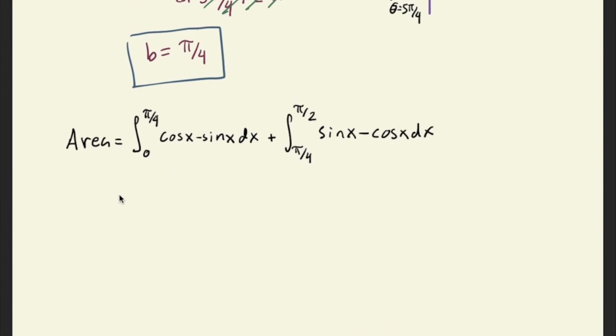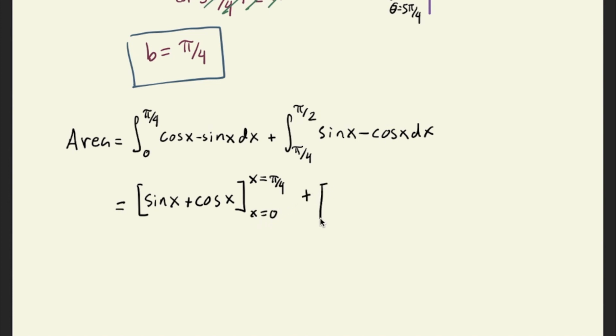All right, so here we can just use the fundamental theorem of calculus. An antiderivative of cosine is sine. An antiderivative of negative sine is cosine, so plus cosine. If you take a derivative of cosine, you get negative sine. If you take a derivative of this, you get cosine minus sine, which is exactly what you need. This you need to evaluate at pi over 4 and 0.